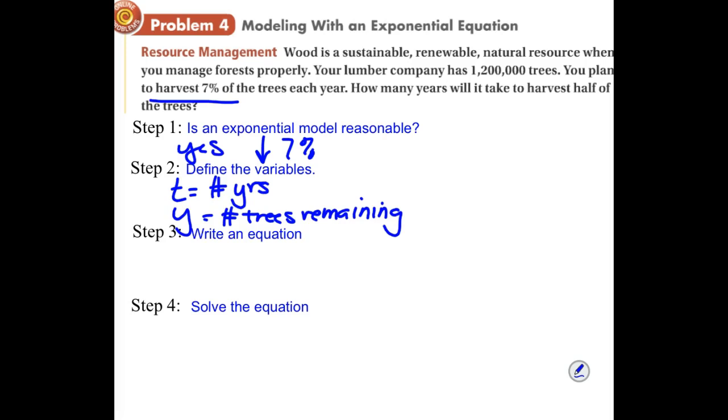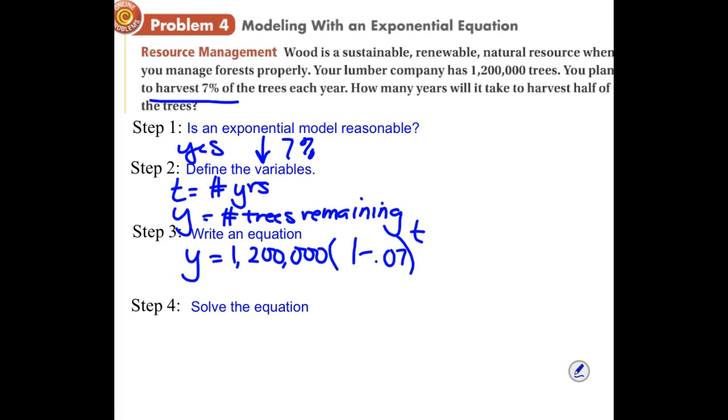Okay, so I need to write an equation. I'm going to start out writing the model. Total number of trees I have: I'm starting with 1,200,000, and what am I doing to it? It's decreasing by 7%. So I'm going to do 1 minus 0.07. Yes, 7% would be 0.07. And then it's to what power? T.